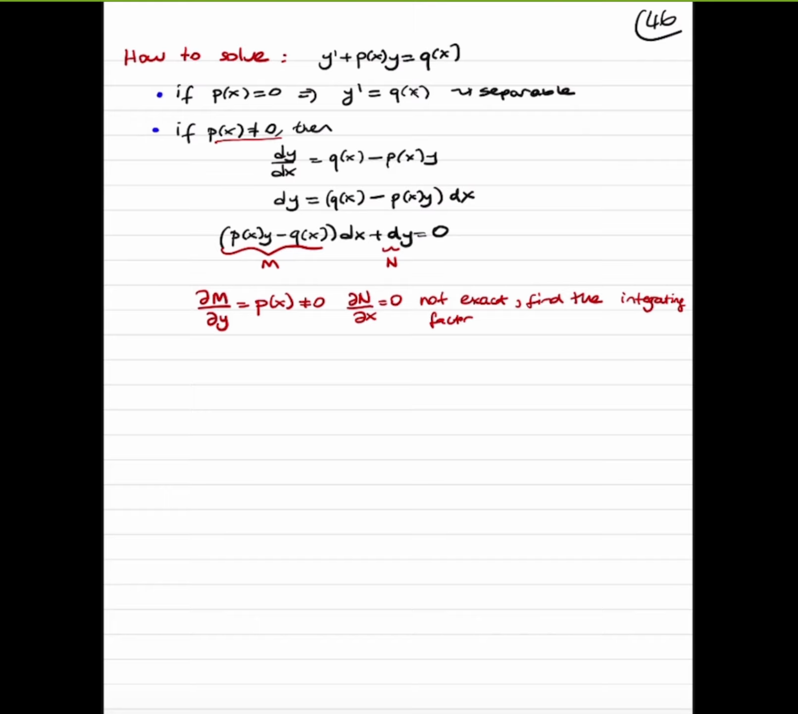So in this case, we have a very nice situation because we can easily find the integrating factor. The derivative of m, the coefficient of the dx, with respect to y is just p of x, right? And n is equal to 1, and its derivative with respect to x is equal to 0. So we can use this formula for the integrating factor.